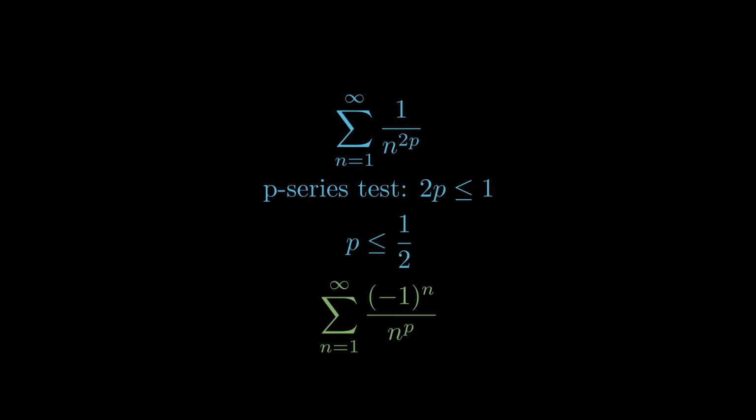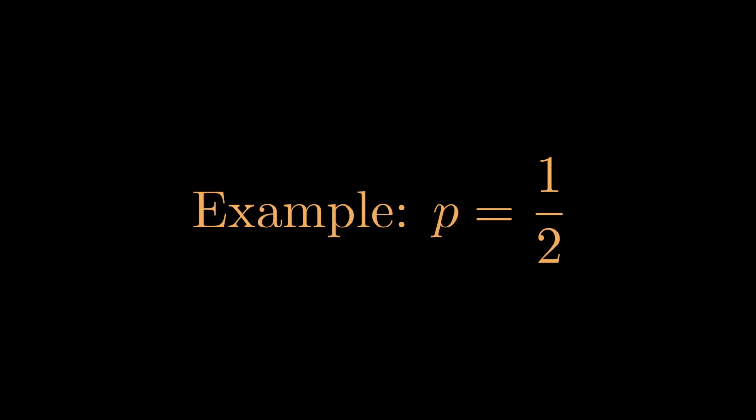So for the series -1 to the power of n divided by n to the power of p, we can use the alternating series test to get that this series will be converging when 1 over n to the power of p is decreasing in value and approaching 0. And this will occur when p is greater than 0. So we can choose any value between 0 and 1 over 2, such as p equals 1 over 2, and then both conditions that were given in the problem will be satisfied.